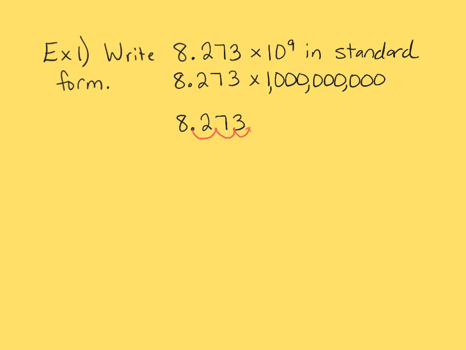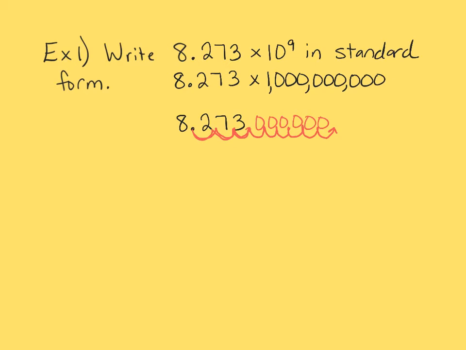So I'm going to add some zeros. And I want to get a total of 9 decimal places over. I've already gone 3, so I'll need to go 6 more. 1, 2, 3, 4, 5, 6. And I'll check that. I've gone 1, 2, 3 places, 4, 5, 6, 7, 8, 9. And so this number is now in standard form.